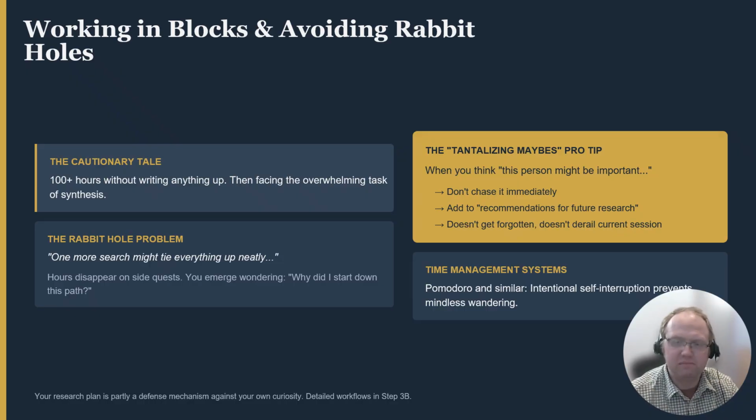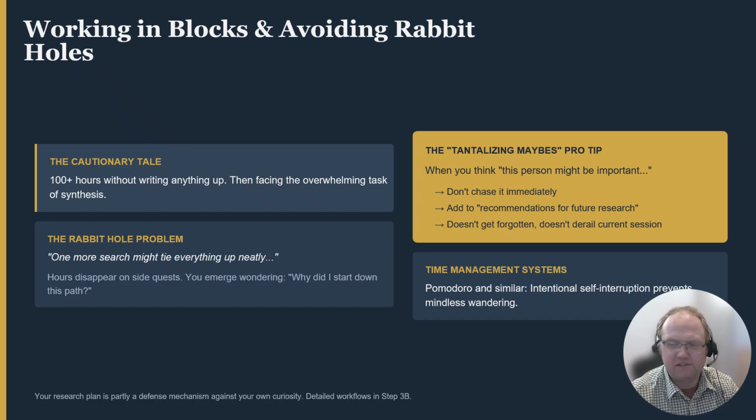So here's a pro tip about the tantalizing maybes. Write them in your future research recommendations. You know, the part in the report you should be writing, explaining what you could do next in the future. So you don't have to chase them immediately, but they don't get forgotten. They don't derail your current session. Research plans can help you avoid side quests that you work on for hours. Do you feel the pull of a rabbit hole? Check your plan. Is this in the current objective? Well, this is likely going to lead to solving your problem. No? Put it in your future research.